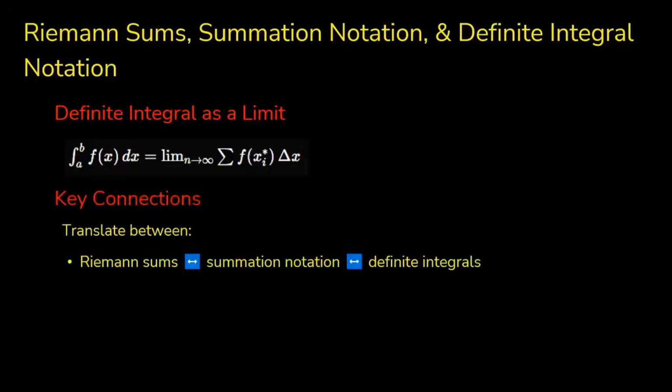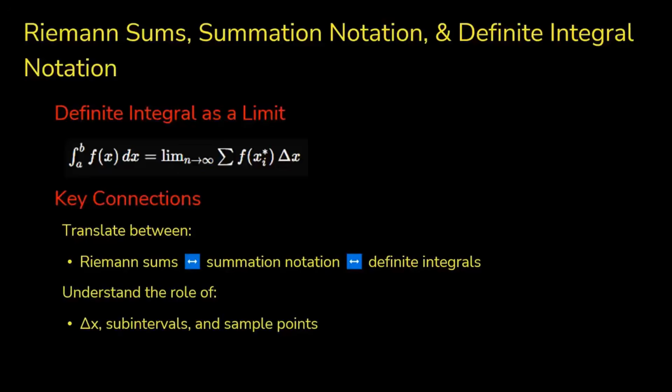A common AP skill is translating between a Riemann sum, summation notation, and definite integral notation. Delta x is the width of each subinterval. Xi is a sample point, and the sum represents adding up the areas of infinitely many tiny rectangles.